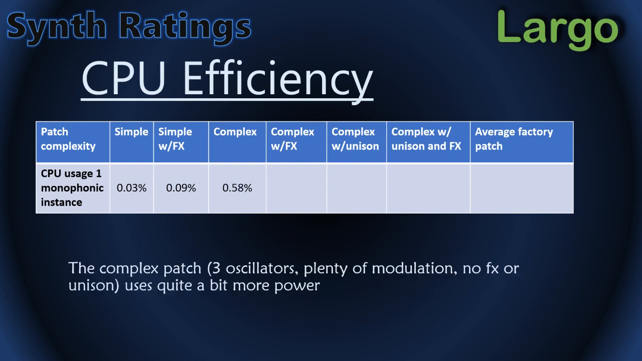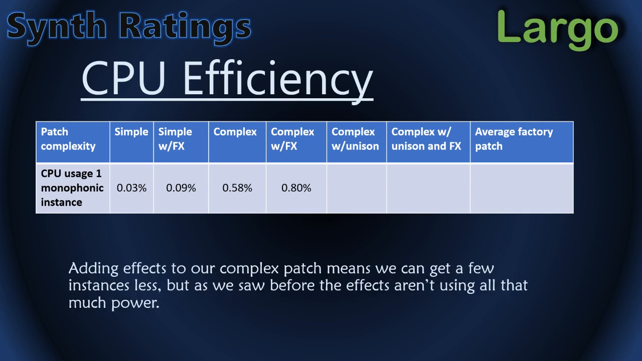Moving on to the complex patch, in this case 3 oscillators, plenty of modulation, but still no effects or unison, we use quite a bit more power at 0.58%. Adding effects to our complex patch means we can get a few instances less, but as we saw before, the effects aren't using all that much power in Largo. 0.8% is enough to get you 125 instances in an ideal world, if you don't run out of memory first, of course.